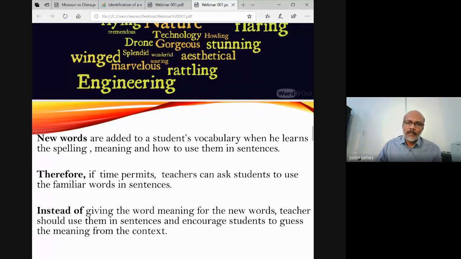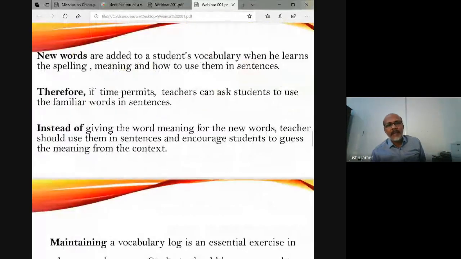You can also ask some of the students to write sentences. You can invite them to the board and ask them to write a sentence on a particular selected word. Either you can select a word or you can give the choice to the students. Thereby, you can allow more student autonomy in the class. Also, instead of giving the word meaning directly, you can use the word in a sentence and encourage students to guess the meaning from the context.